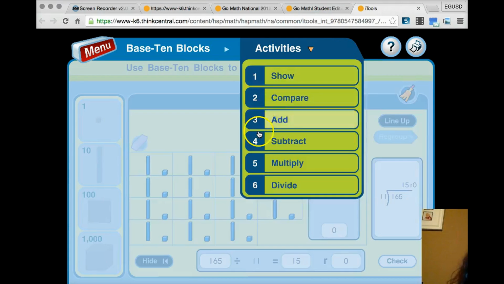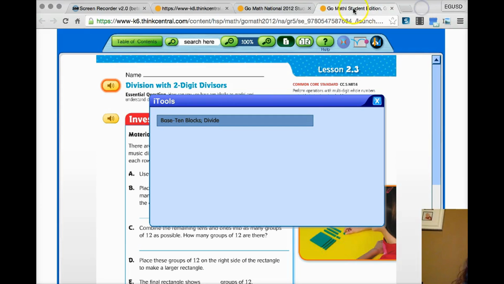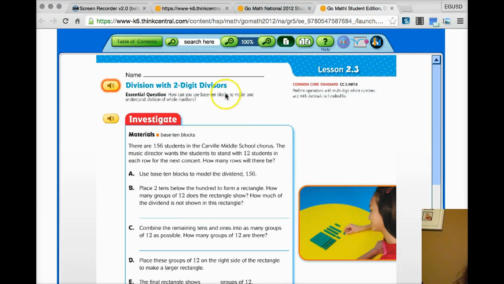So this might be kind of a fun tool for you to play around with on your own answers. Okay, so I'm going to exit out of this part of it, and I am going to go back to the lesson. So lesson 2.3 is division with 2-digit divisors. Our essential question today is, how can you use base 10 blocks to model and understand division of a whole number?